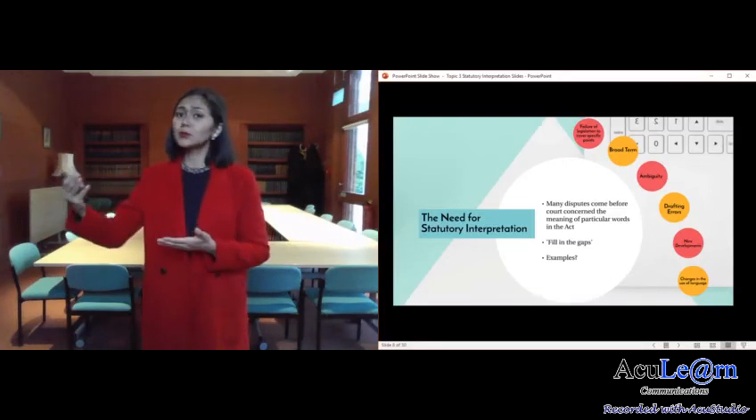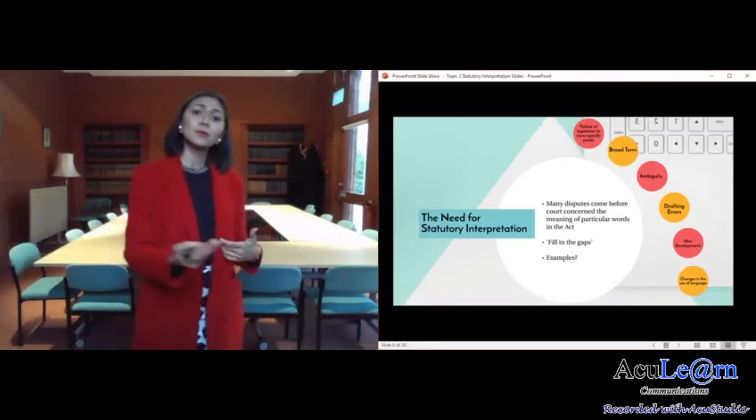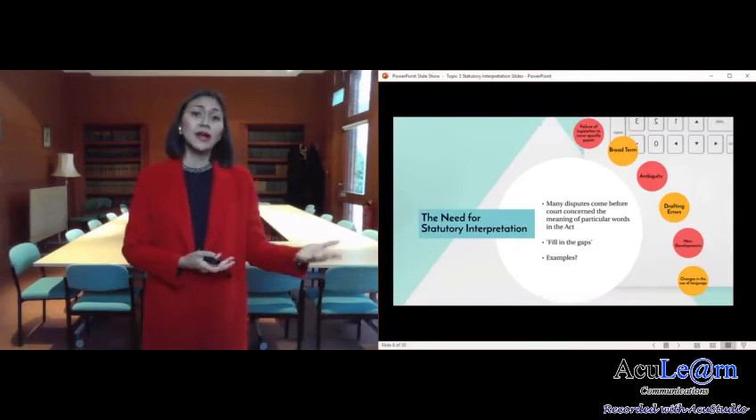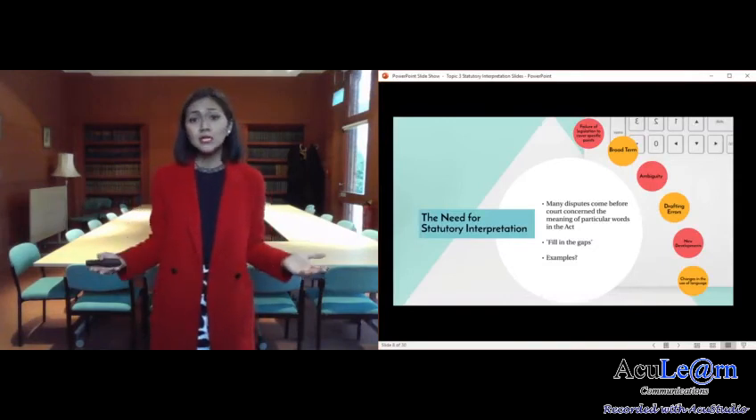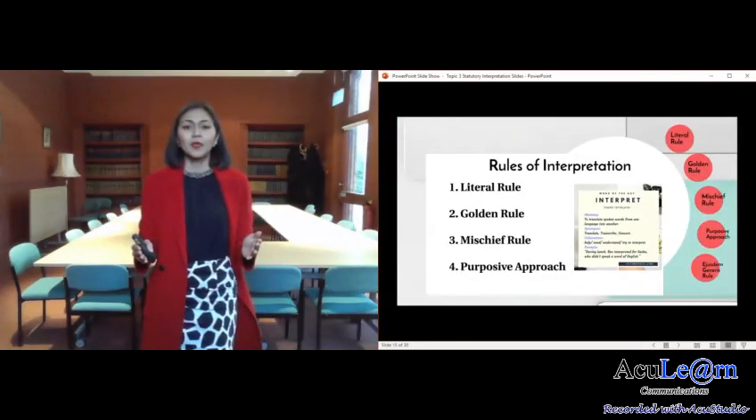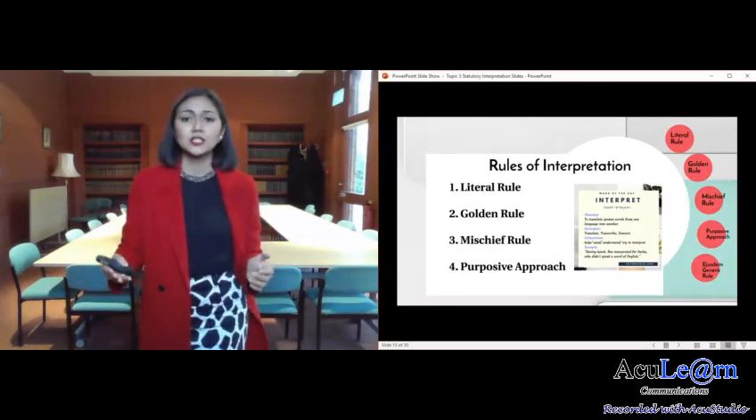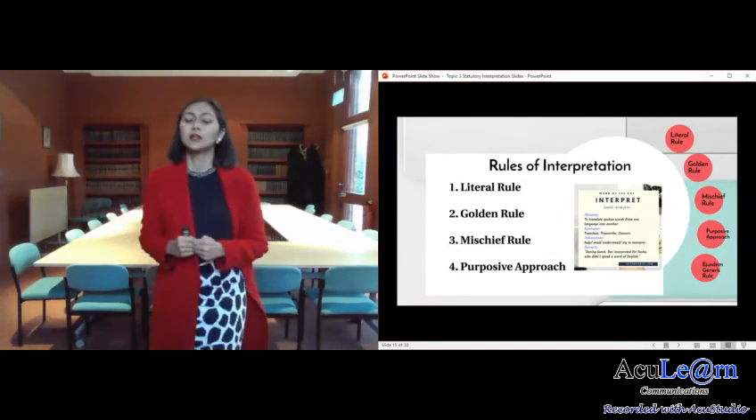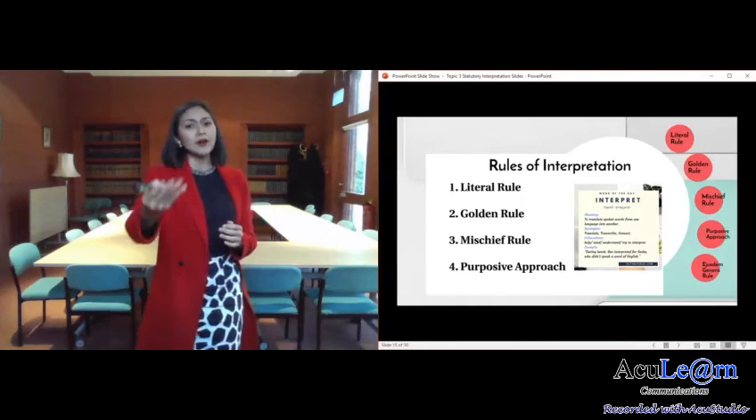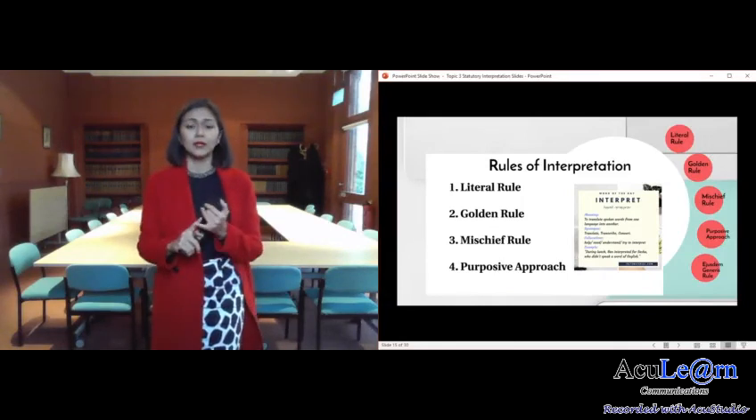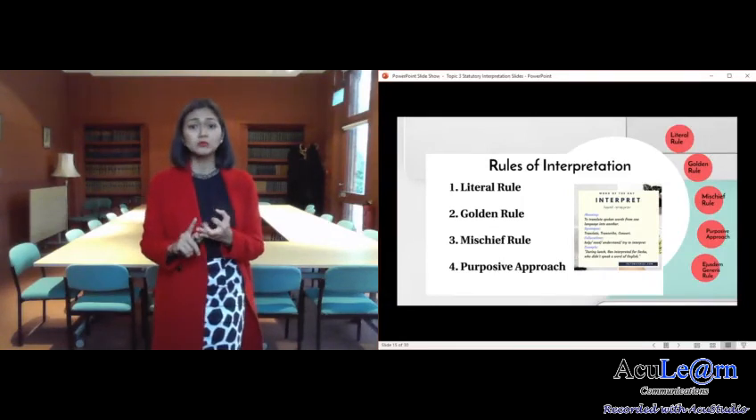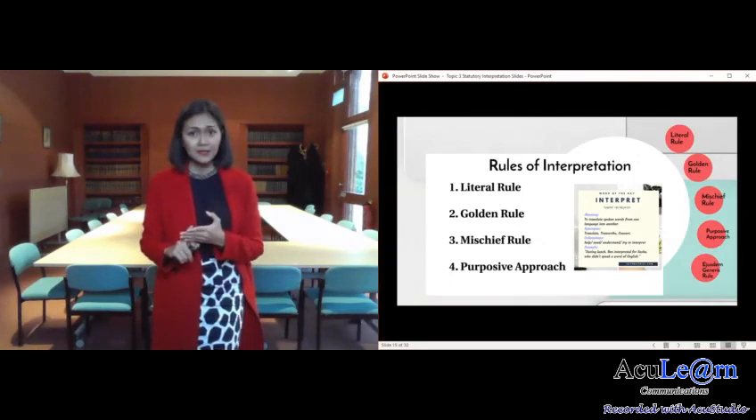Sometimes how you interpret things in those days would not be as applicable to how you interpret certain words nowadays. How do judges actually interpret a particular word? So I laid down four examples here: the literal rule, golden rule, mischief rule, or purposive approach.